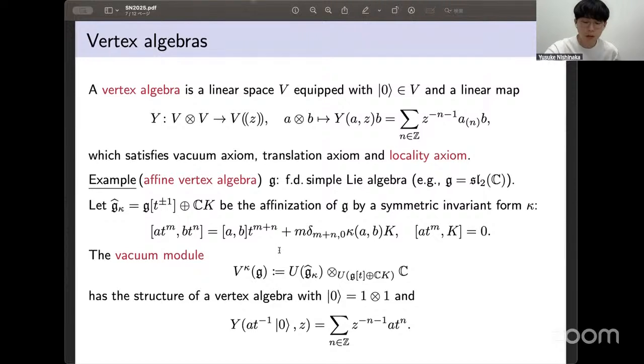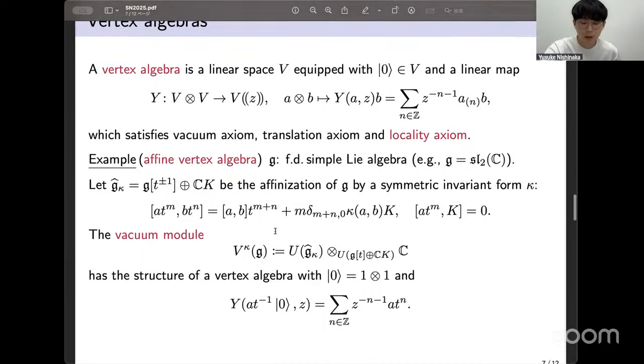Now let's move to vertex algebras. A vertex algebra is a linear space V equipped with a special element called the vacuum and a linear map Y, called the vertex operators, which together satisfy these axioms. A typical example of a vertex algebra is the affine vertex algebra.